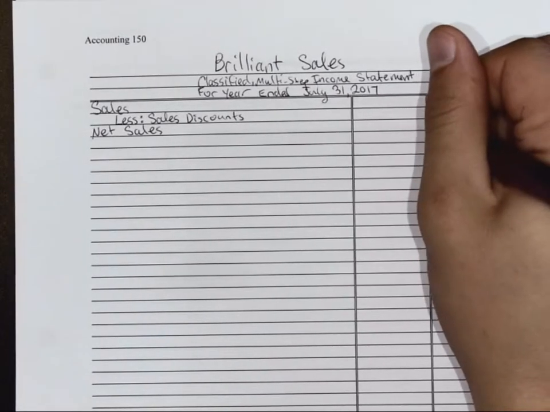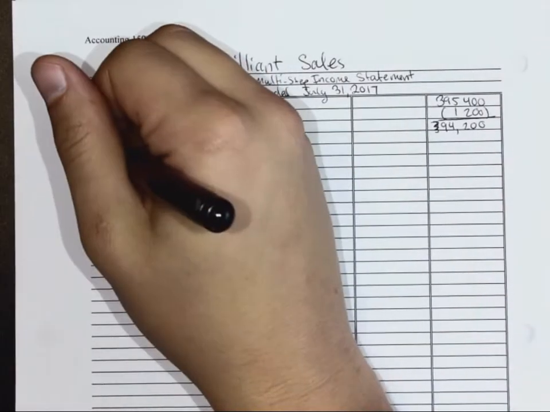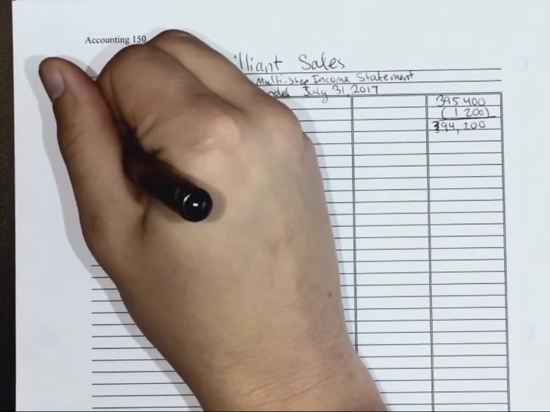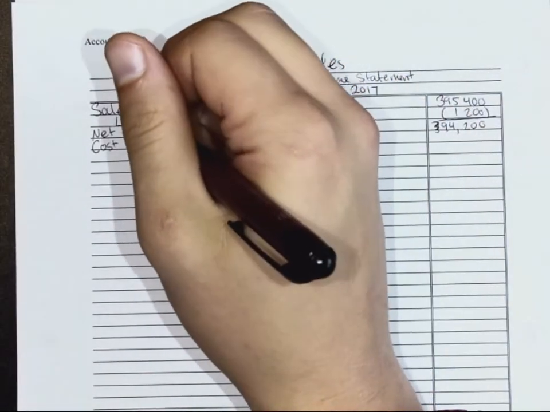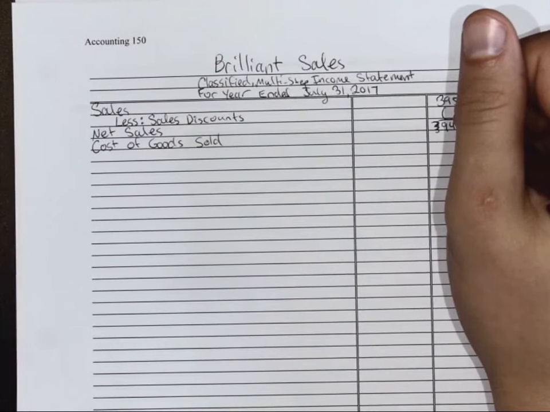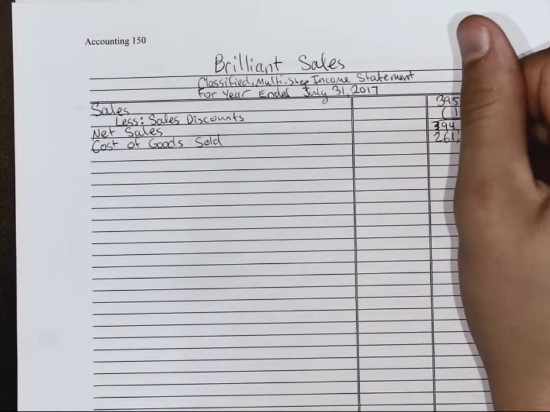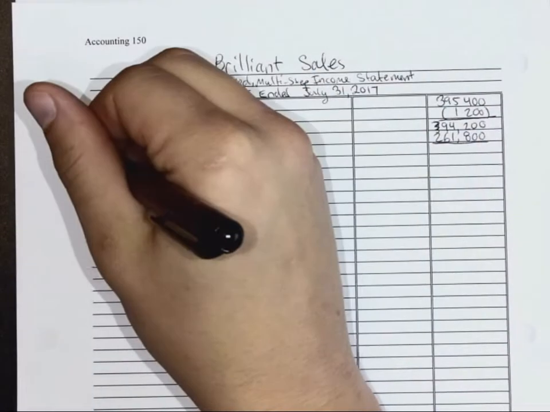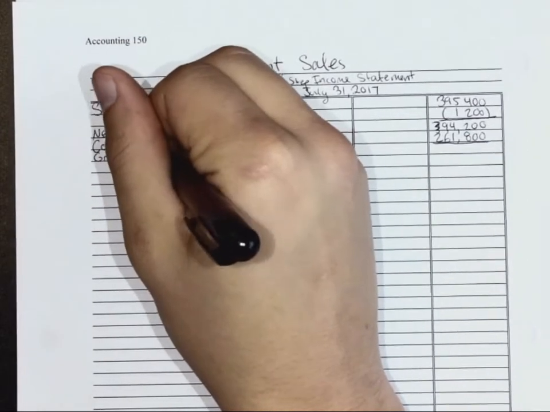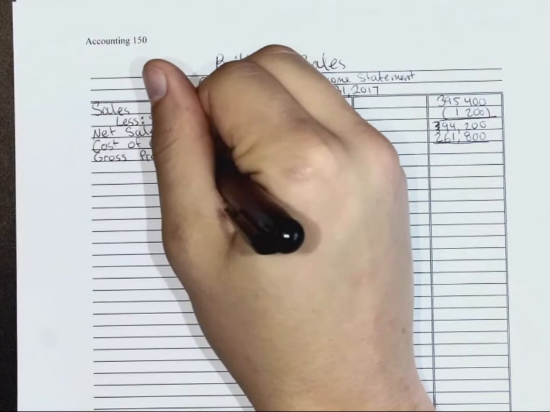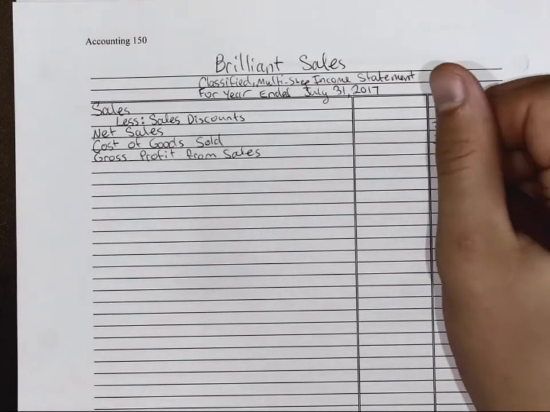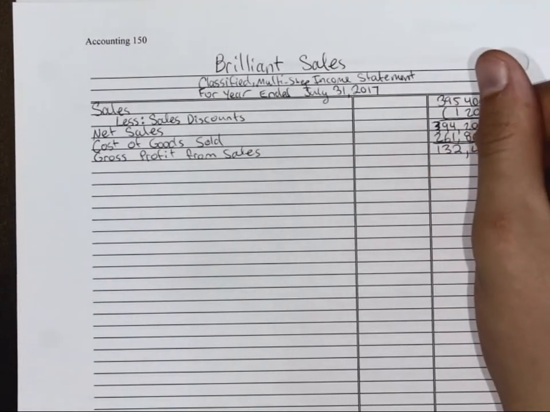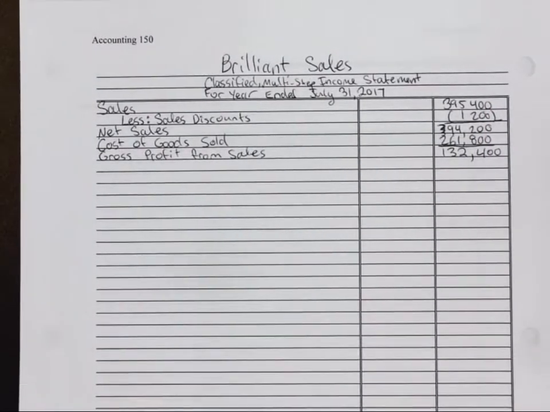What do we want to determine next? Yeah, we want to use cost of goods sold to get our gross profit from sales. So we can less our cost of goods sold. Which is for the amount of $261,800. So our gross profit from sales is $132,400.